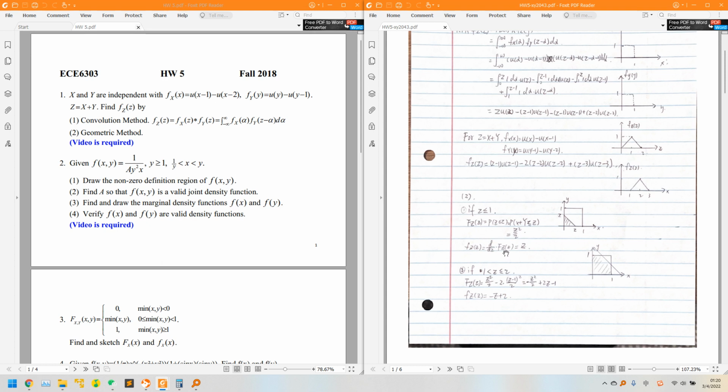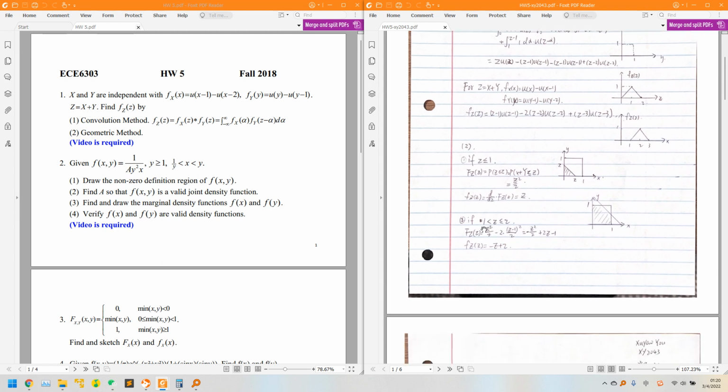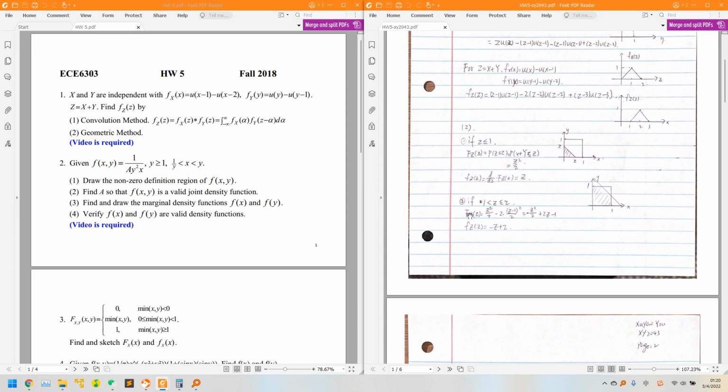We get the result that the density is z. And if z is greater than 1 and smaller than 2, we can see the graph here. And for this case, we can also calculate the shadow area here, which is minus z squared over 2 plus 2z minus 1, and we take the derivative of this, and we can get the density function of z, which is minus z plus 2.